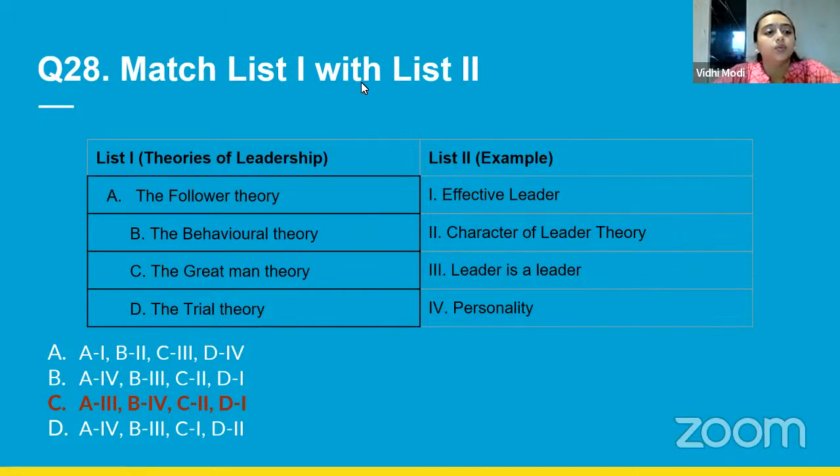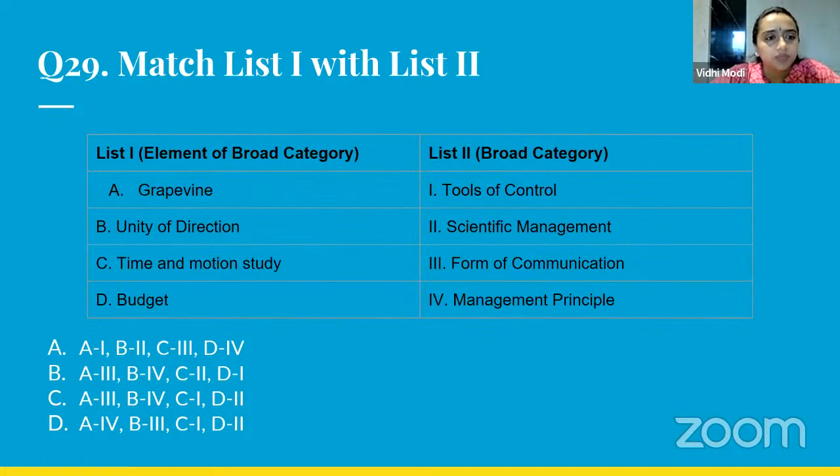Right. Then we have match list. Again, we have to match the following elements of the broad category versus the broad category. So grapevine. Grapevine is an informal conversation, right? It's an informal communication. So therefore, grapevine is a form of communication.